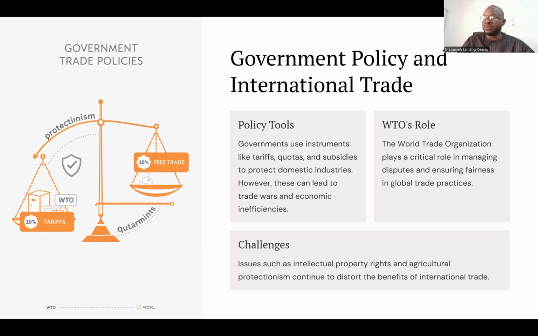Despite the presence of the WTO and other things, there are still some challenges that are affecting the benefits of international trade. Two key among these challenges are intellectual property rights as well as agricultural protectionism. These two continue to distort the benefits of international trade.